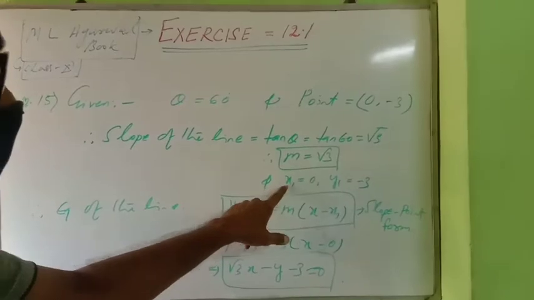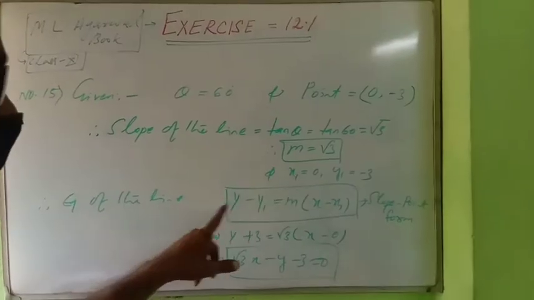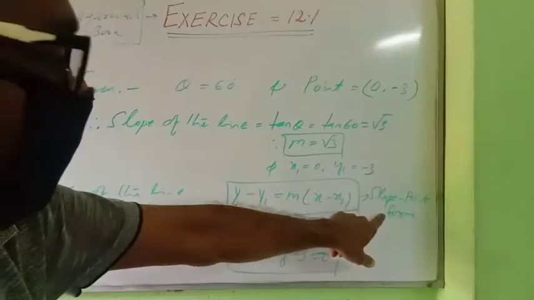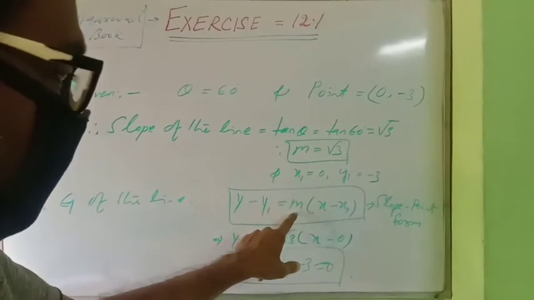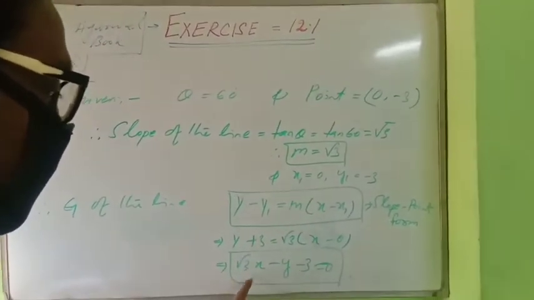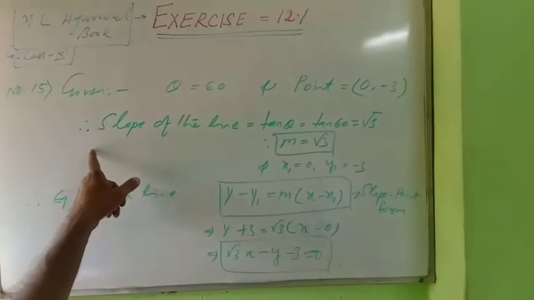Point given, that is x1 = 0, y1 = -3. What is the equation of the line? By using slope point form, y minus y1 is equal to m times (x minus x1). Put the value of m and x1, y1, you are getting root 3 x minus y minus 3 equal to 0. This is the answer of number 15. Let us go to the next number.